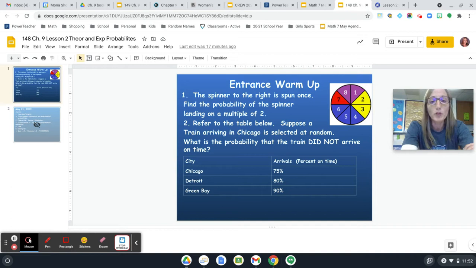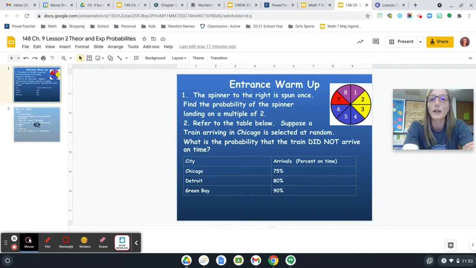Number 2, refer to the table below. And so suppose a train that's arriving in Chicago is selected at random. What is the probability that the train did not arrive on time? So looking at that table, you see 3 cities, right? And then arrivals percent on time.